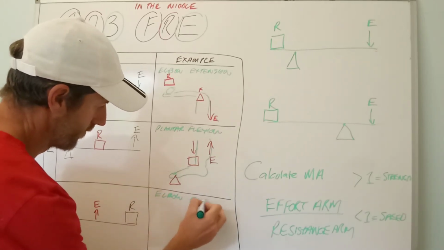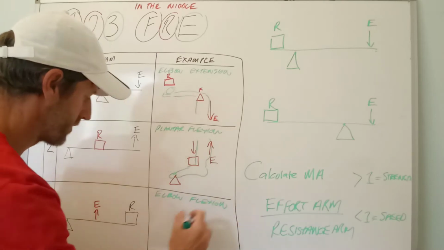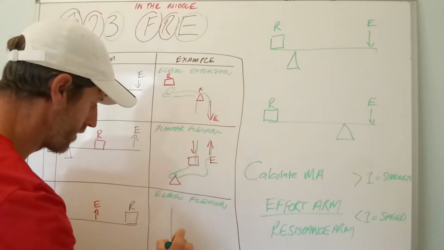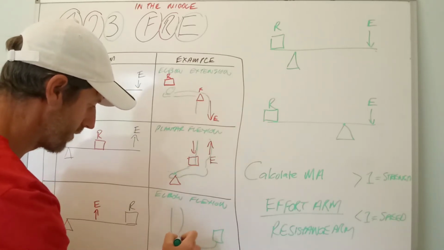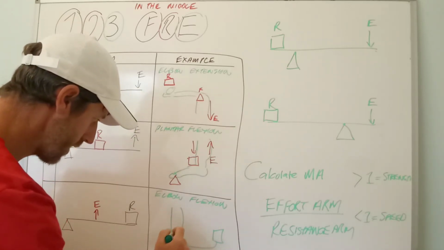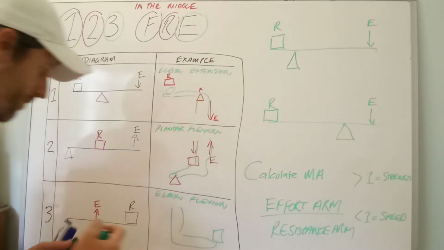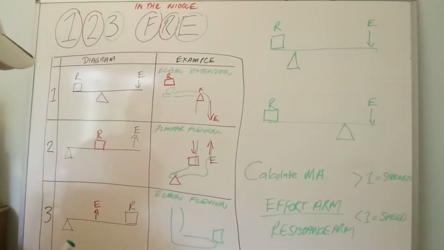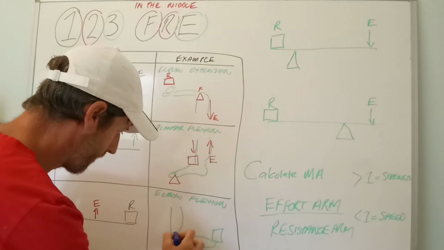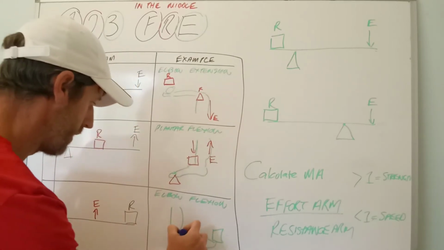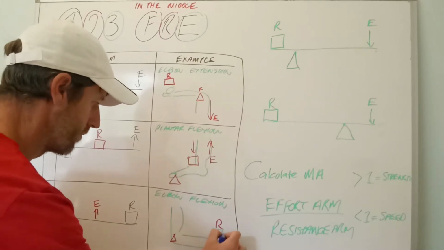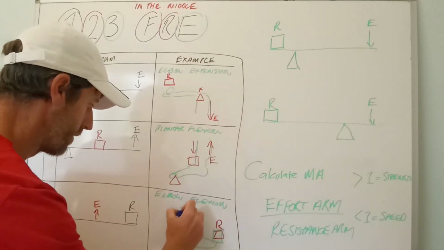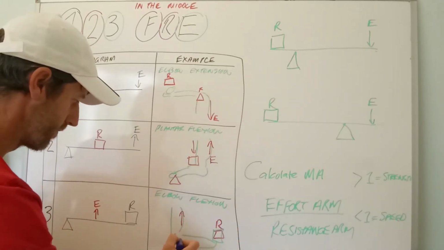flexion. Elbow flexion, okay. Quick example, you've got the weight there, the bicep there, and a forearm there. Now, how it works here is that the fulcrum is here, the resistance is here, and then the effort is there.